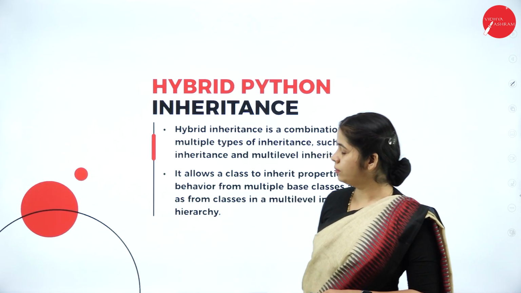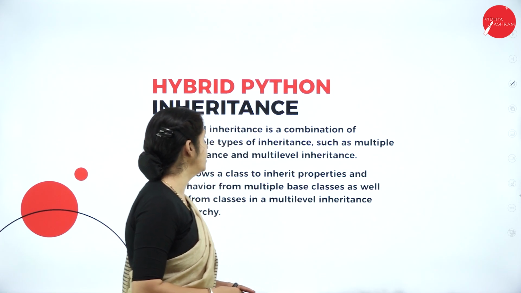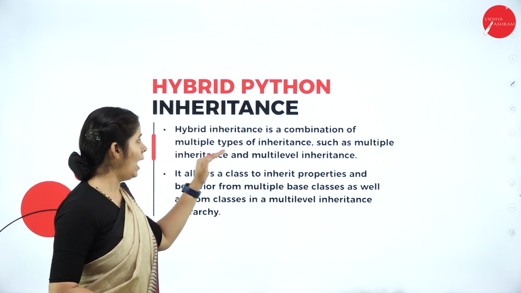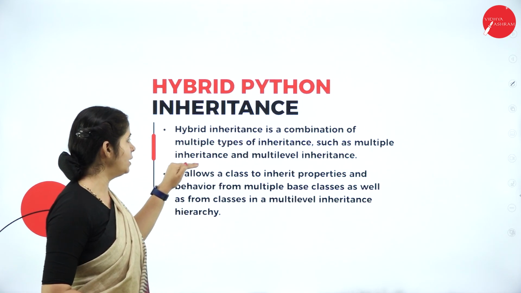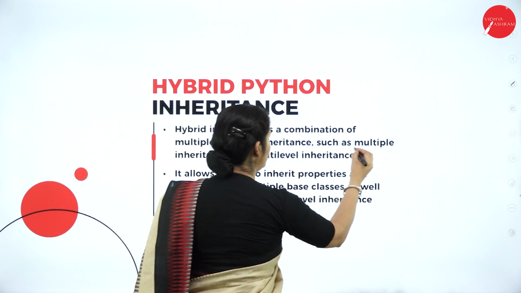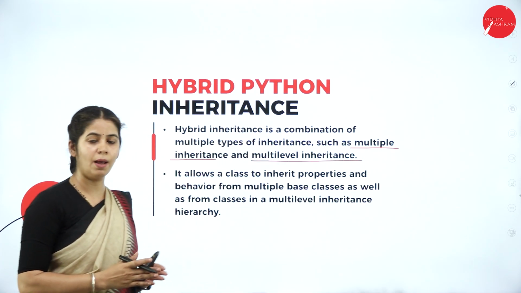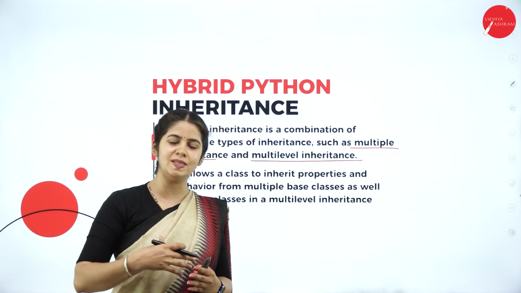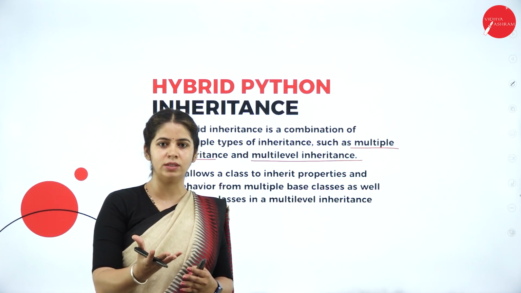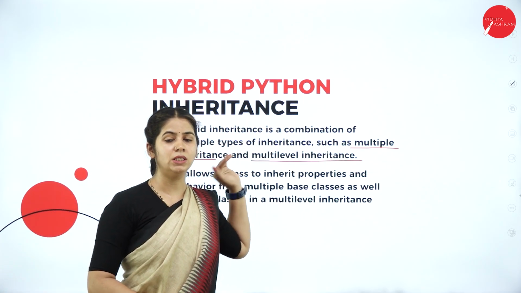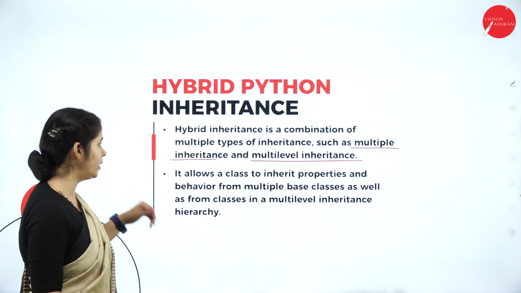Then hybrid inheritance in Python. Hybrid means it is a combination of multiple inheritance and multi-level inheritance. As hybrid itself says, it's a combination of two different things, right? So what are we combining? We are combining multiple and multi-level inheritance in hybrid inheritance.